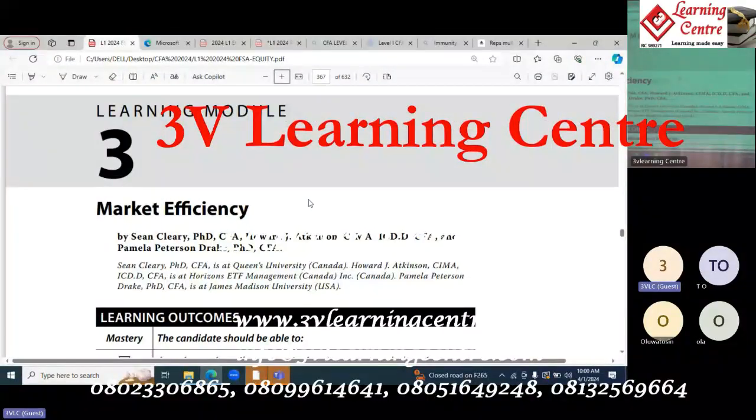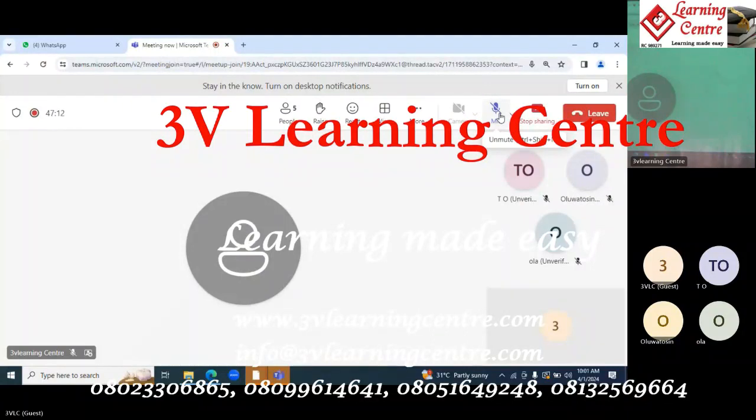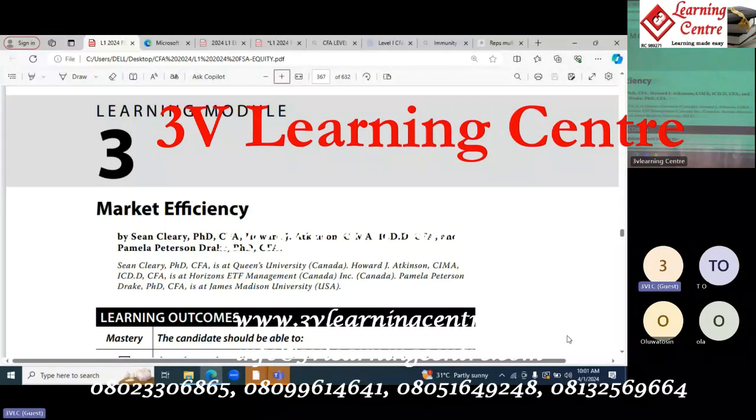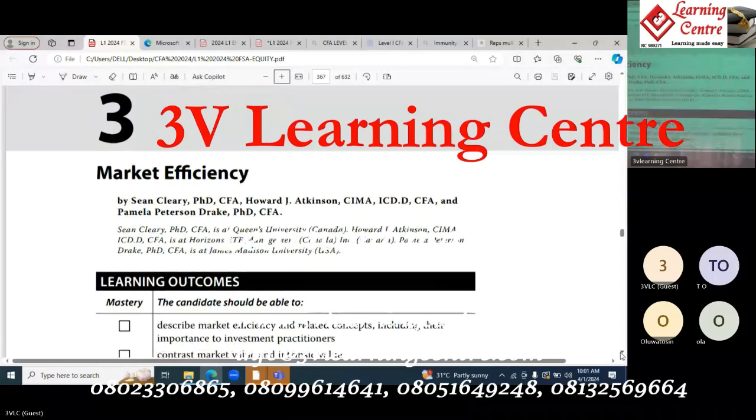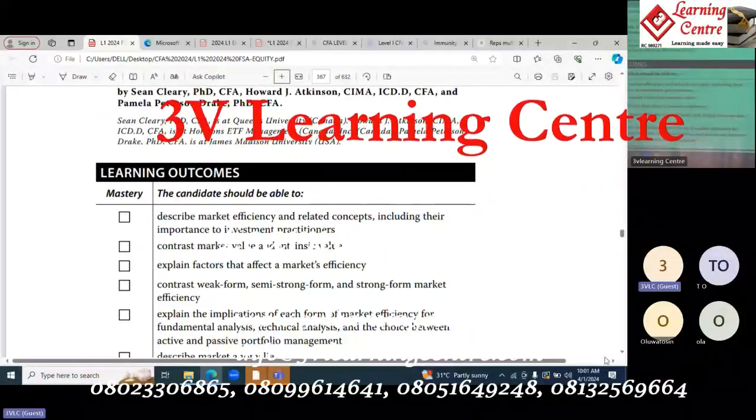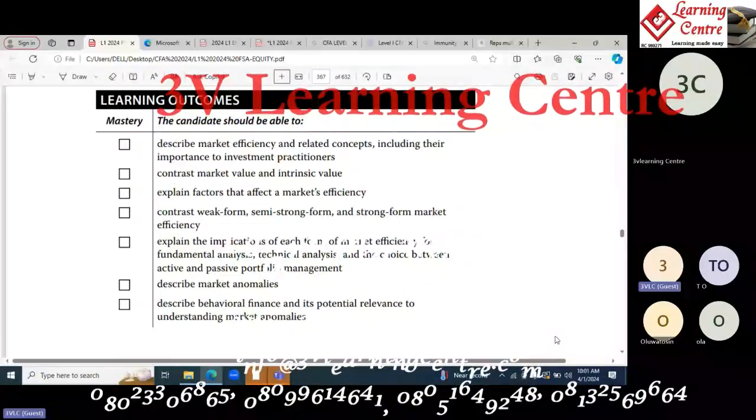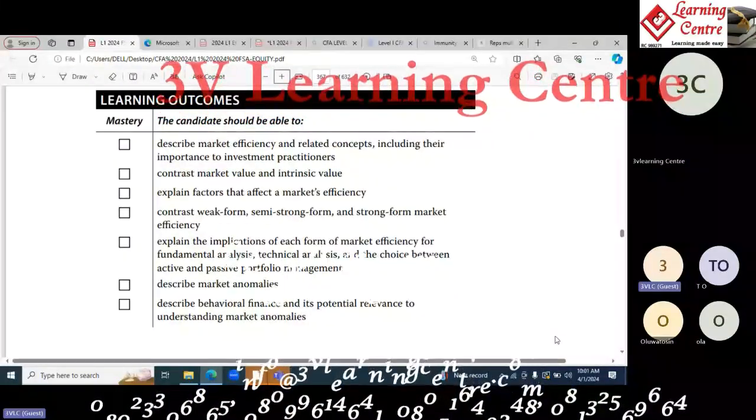Okay, so today we'll be doing market efficiency. So let's jump right into it. We're going to be doing market efficiency today, and that's equity. For market efficiency, just to give you guys, it's not going to be a very long one. This is the LOS.